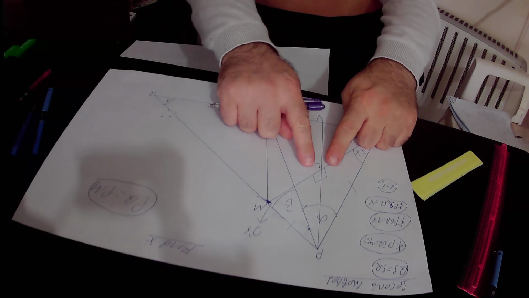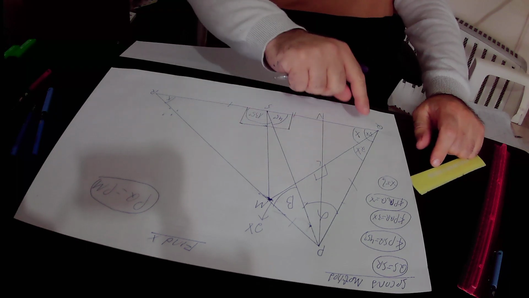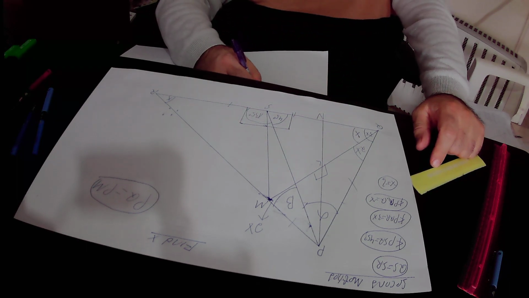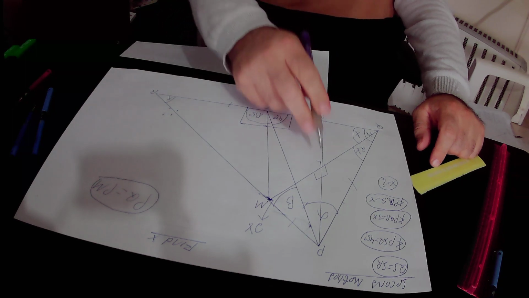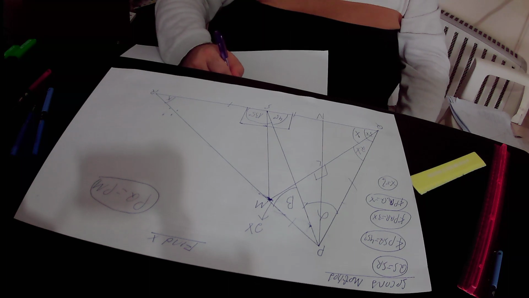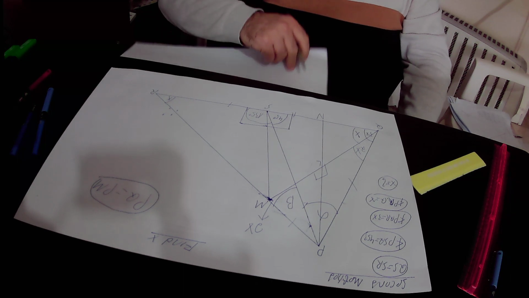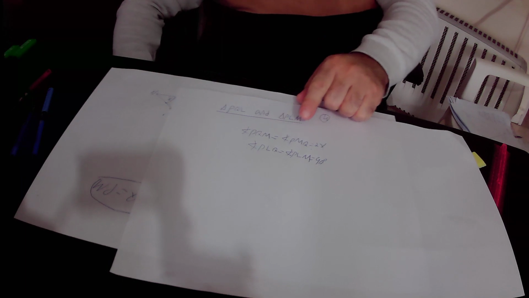Those two angles are also equal to each other, they are both equal to 90 degrees, so angle PLQ equals angle PLM, this angle, and they are both equal to 90 degrees. I'll repeat again, angle PLQ equals angle PLM equals 90 degrees.